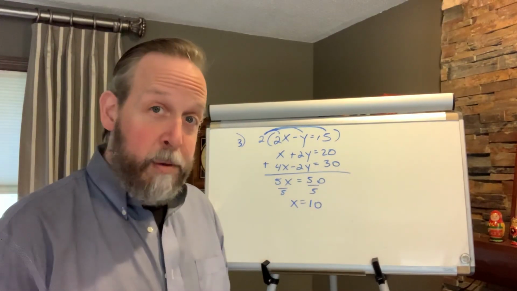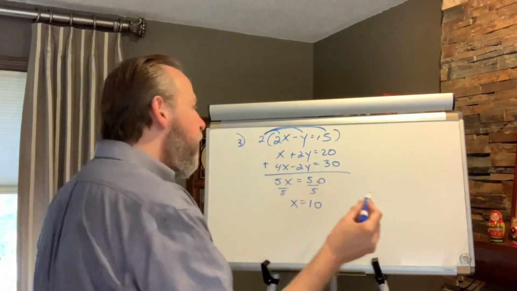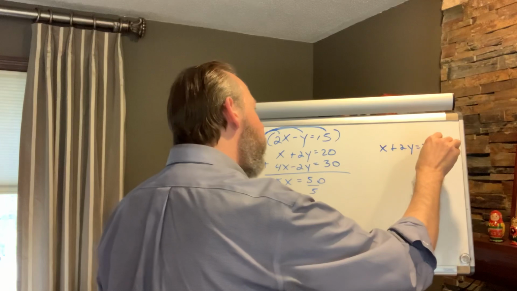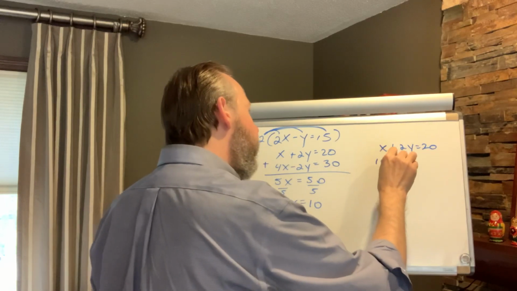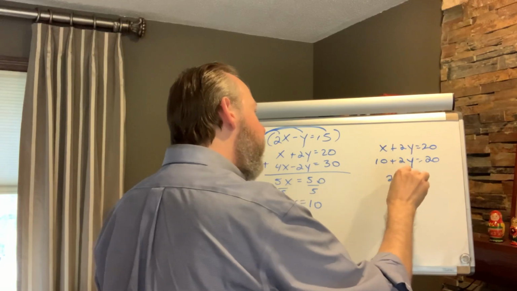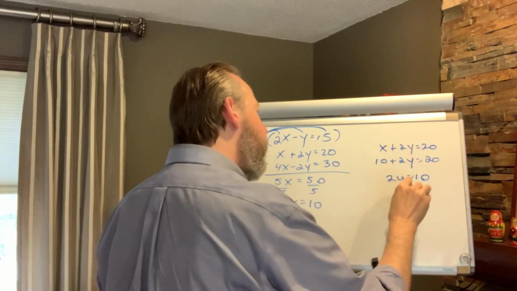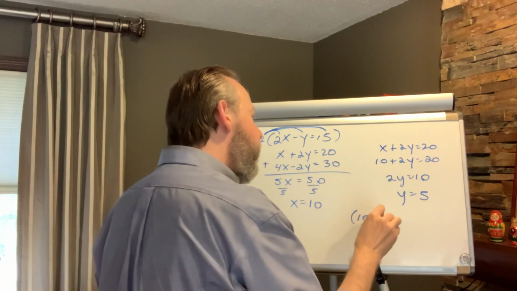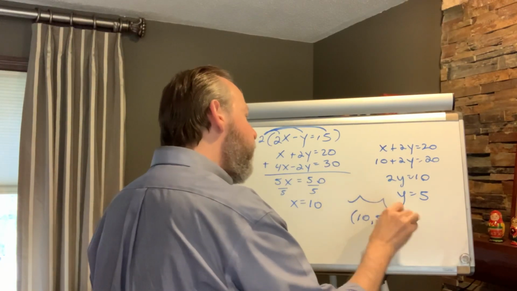Cool. Still have to find out what y is. So I'm just going to take the equation that said x plus 2y equals 20 and plug in a 10 for x. And subtract 10 from both sides and divide by 2, and I get y equals 5. The solution is 10, 5.